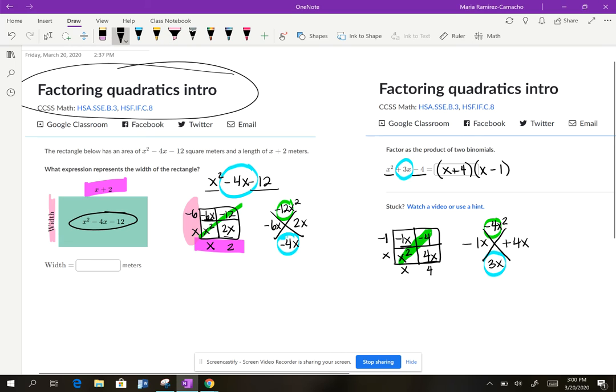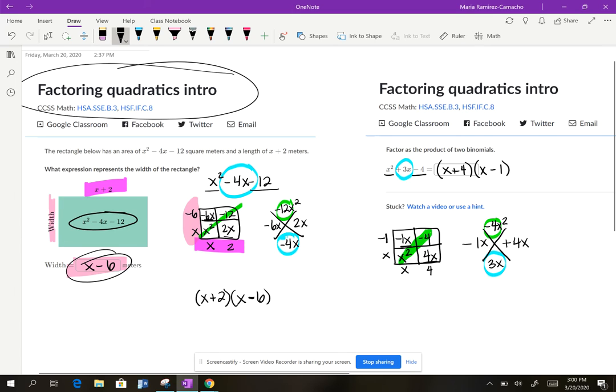So in the example on the right, they were asking us for both the length times the width in parentheses as a product. Right now, they're only asking us for the width, the missing side that we didn't have before, and that's just going to be x minus 6. So your answer here is just going to be x minus 6.